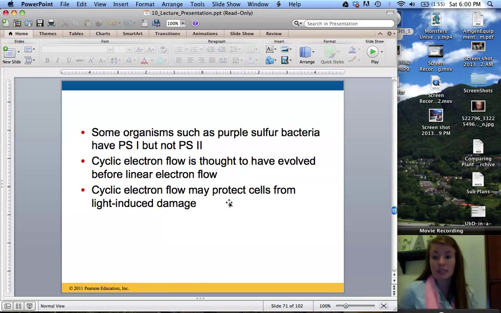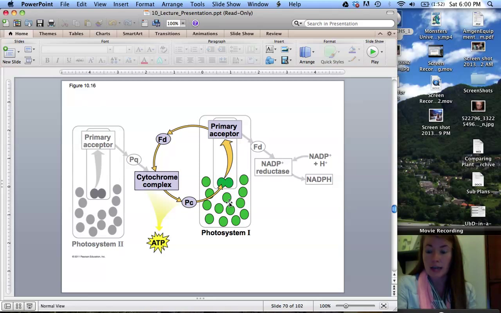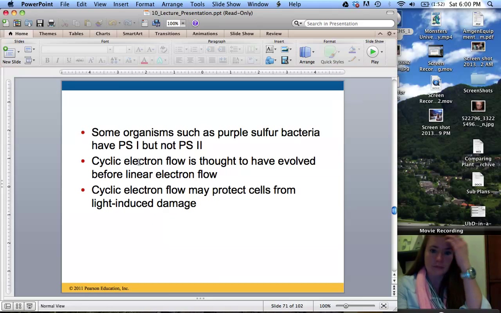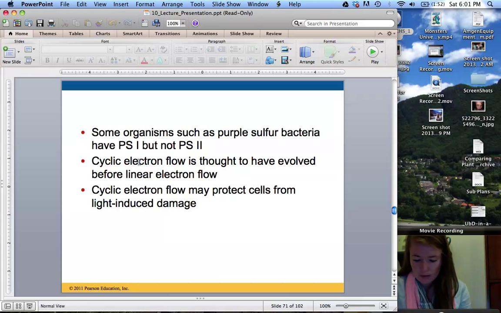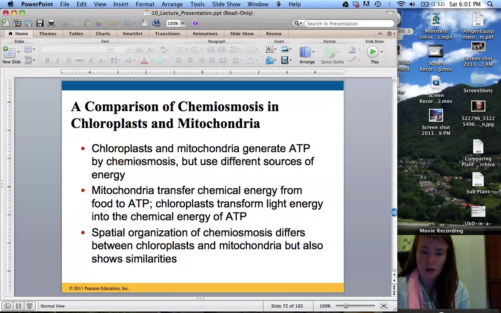Some organisms, such as purple sulfur bacteria, only have PS1 and not PS2. And they think that cyclic electron flow evolved before linear electron flow. So this came first. And then later, we evolved this pathway of a second photosystem. And cyclic electron flow can help protect a lot of cells from light-induced damage, meaning too much energy causing damage to the plants.